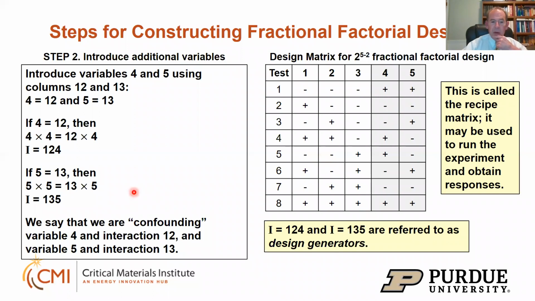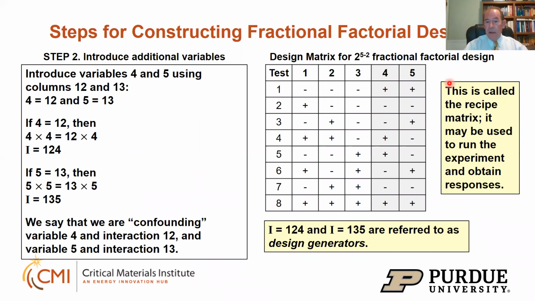So what we're doing here is introducing variable 4 through interaction 1 2, and variable 5 through interaction 1 3. We are deliberately confounding variable 4 with the interaction 1 2, and similarly for variable 5. We say that these are the generators for this specific fractional factorial design. Another way of expressing the design generators is with this alternative form, I equals 1 2 4, and I equals 1 3 5. So now I have signs for each of my 5 variables in 8 tests. This is my 2 to the k minus p, 2 to the 5 minus 2 fractional factorial design. With this information in hand, and we know, of course, that these minuses and pluses correspond to actual levels for these variables, I can now go out and run my experiment.